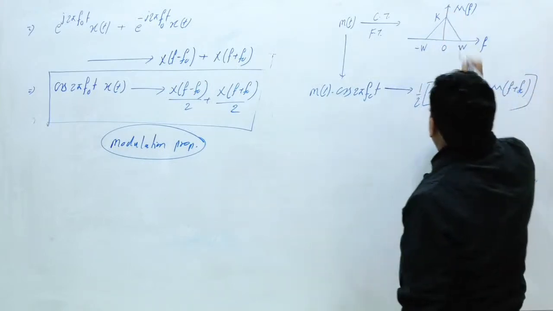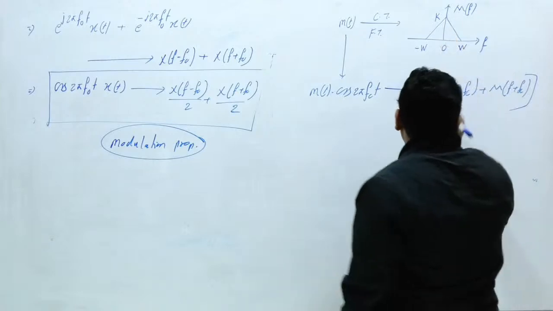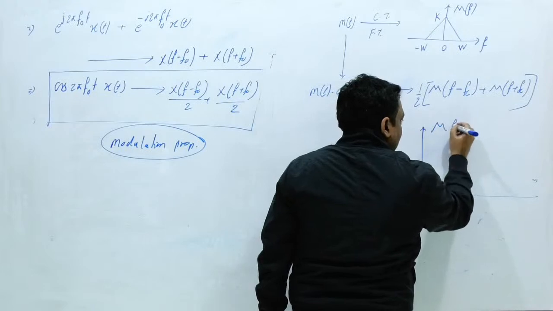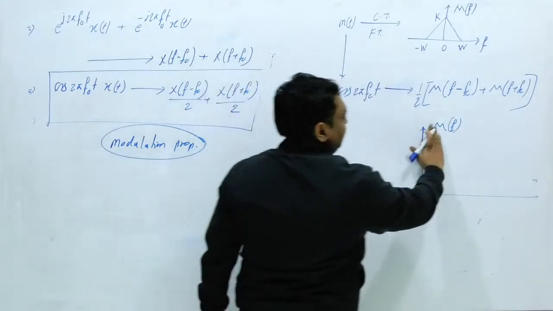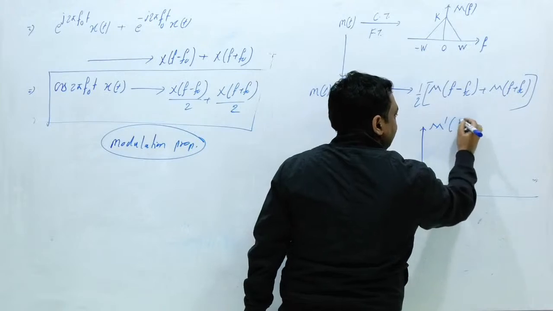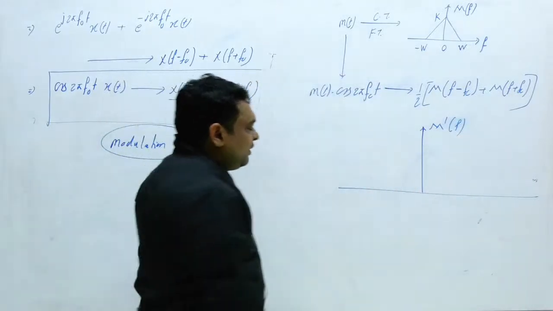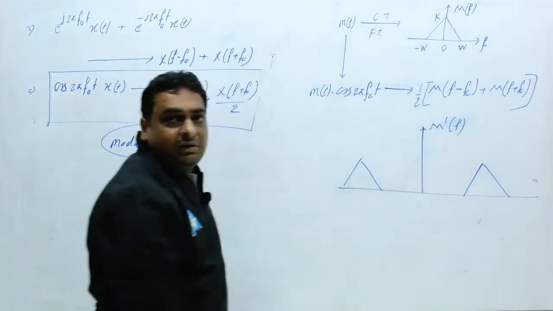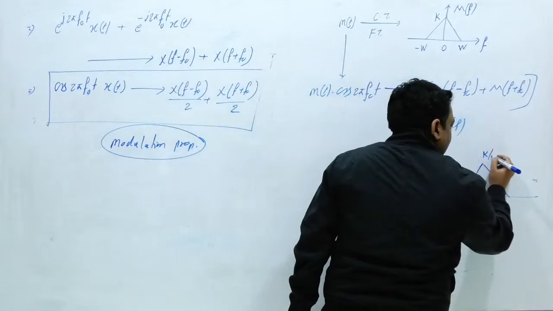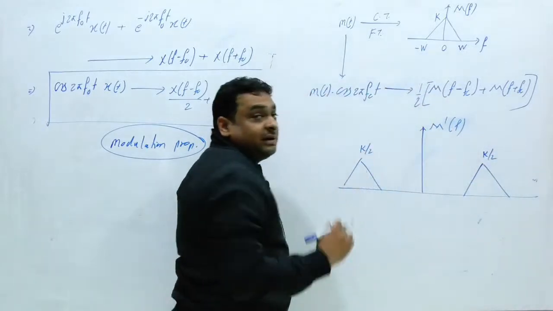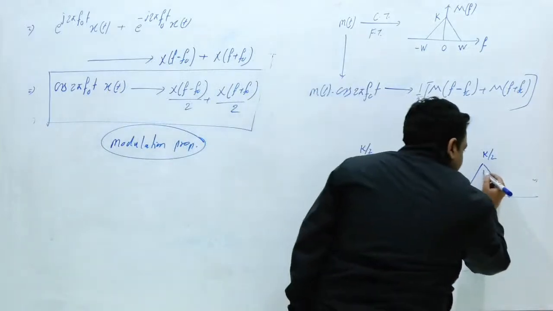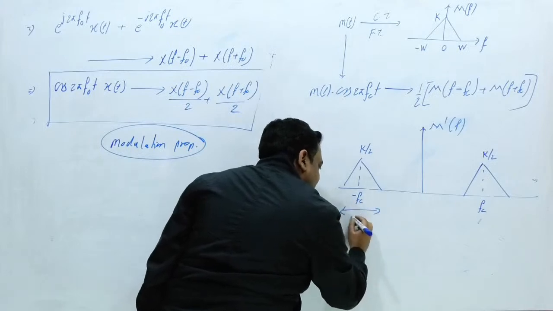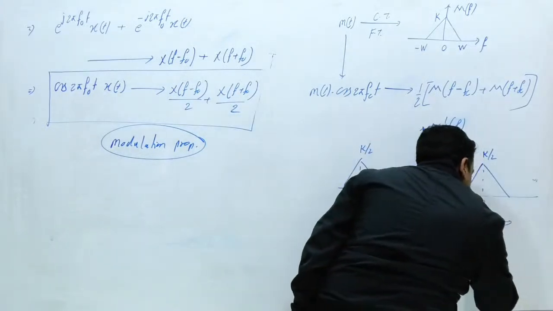Suppose this amplitude is K. Then what will this spectrum be? This is M of f. For this new Fourier transform, I am going to write M dash of f. Clear? What will you get here? This spectrum will be shifted here and this spectrum will be shifted here. And what will the amplitude be? This amplitude will be K by 2, because the amplitude will be half. This frequency will be fc and this frequency will be minus fc. This width is 2W and this width is 2W.